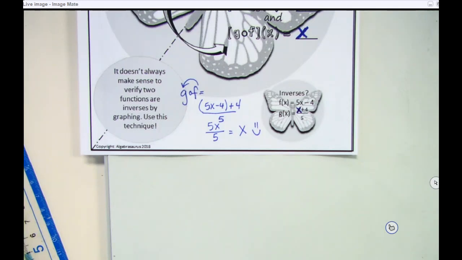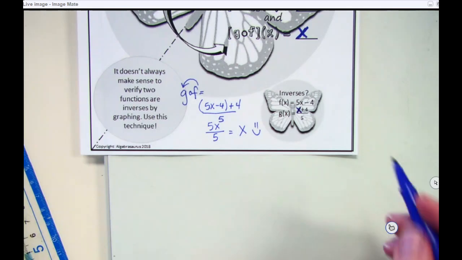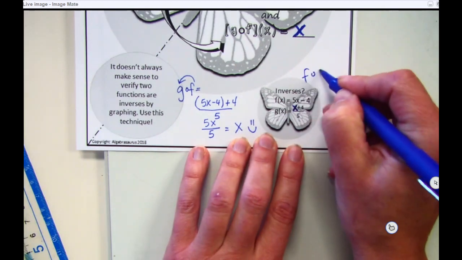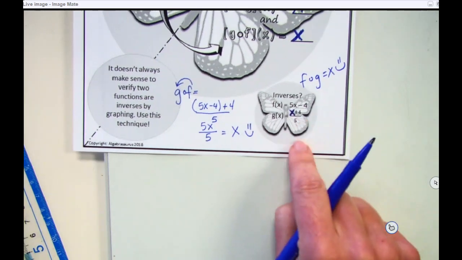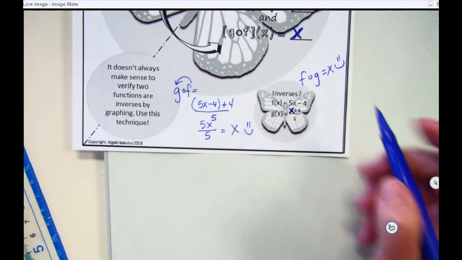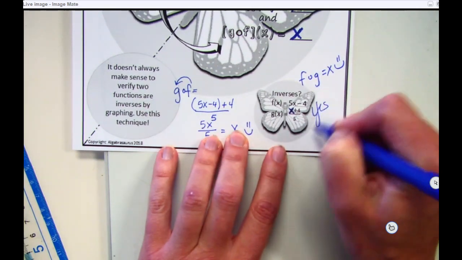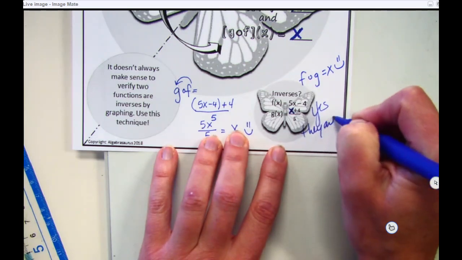How are my f of g group doing? What'd you guys get? X? Did you do f of g? Also got x. Okay, f of g is also x. So are these two functions inverses of each other? Yes, they are inverses.